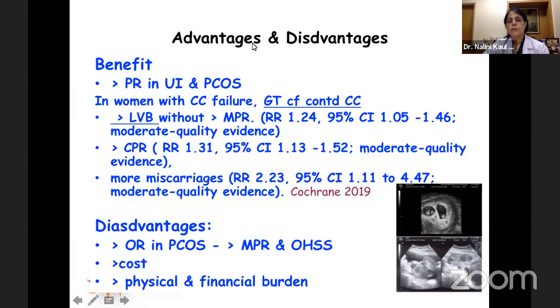The benefits, of course, with gonadotrophins are that you increase the pregnancy rate, especially in women with CC failure. The live birth rate is more without increasing the multiple pregnancy rate. The clinical pregnancy rate is also increased, though this evidence is moderate quality. More miscarriages are there with the use of gonadotrophin. The disadvantages we have already seen: hyperstimulation, multiple pregnancy, increased cost, and increased physical and financial and emotional burden, especially if the patient doesn't get pregnant with so much expense.